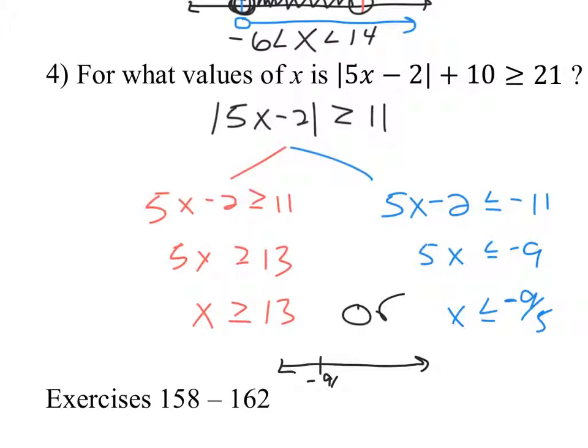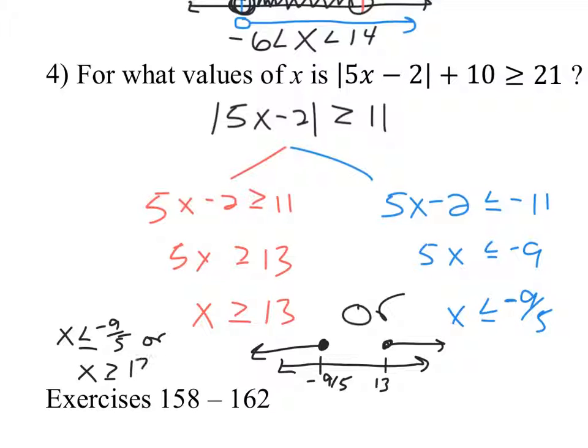we've got negative 9/5 on the left. It's a closed circle because it says equal to. We go to the left. 13's over here. It's a closed circle and it goes to the right. So that means our answer is anything that is less than or equal to negative 9/5 or anything greater than or equal to 13, which we could simply write like this. And that is our answer.